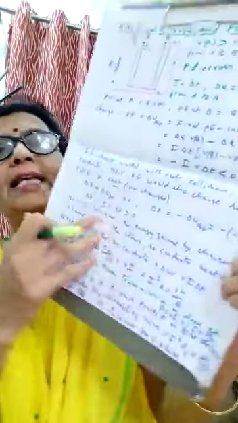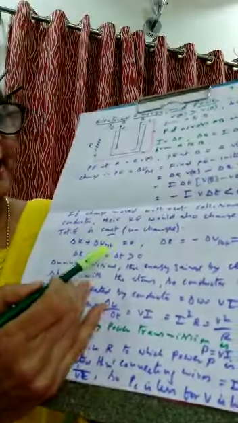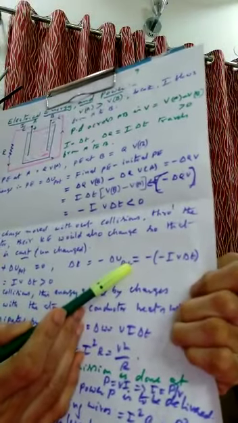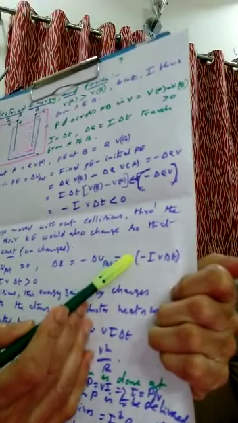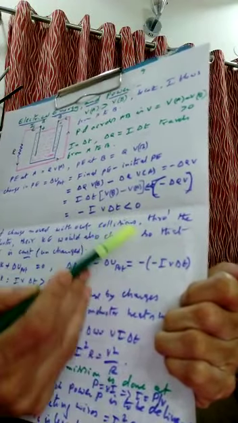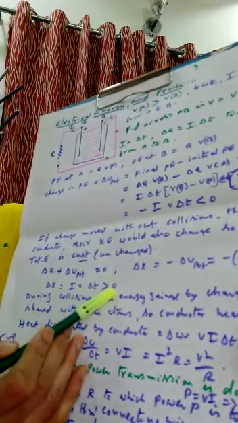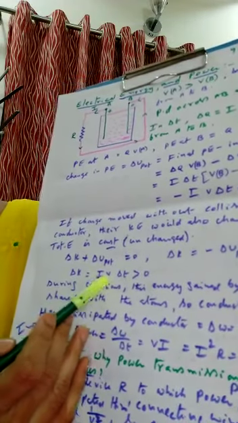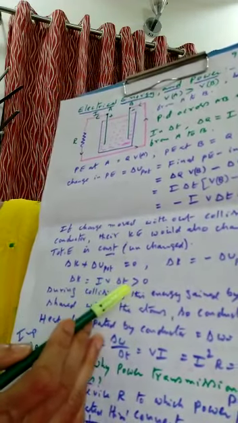That is, the change in kinetic energy plus the change in potential energy will be equal to 0. There is no change. Or we write the change in kinetic energy, delta K, is given by minus of delta U, which is equal to minus of minus IV delta t, just now derived. So the answer is IV delta t, which is greater than 0. That is, the change in kinetic energy is always greater than 0.